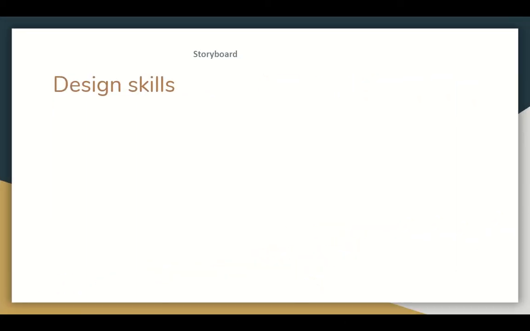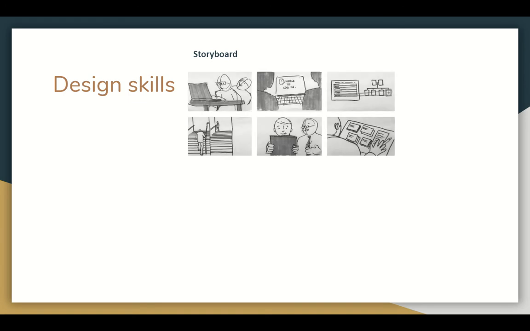Design skills. Design skills are used in two major parts in the designing process, the first of which is the storyboard. The storyboard identifies the important parts of a design and also visually shows a designer's thoughts. The storyboard identifies most of what a design is going to be, and also visually shows the designer's thoughts.